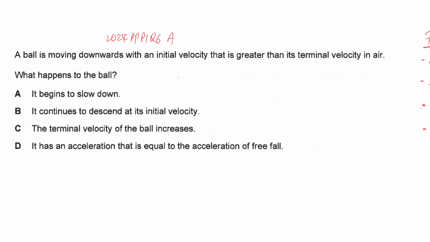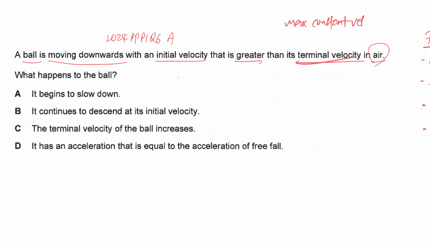In this question, you are given a ball that's moving downwards with an initial velocity greater than the terminal velocity. Now, let's start with what is terminal velocity. That's basically the maximum constant speed or constant velocity which the object can achieve while falling through a fluid, maybe air or liquid. But in this case, the question is talking about air.